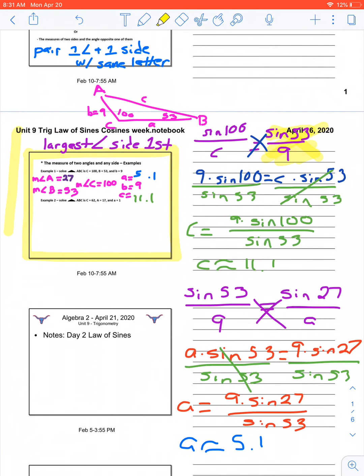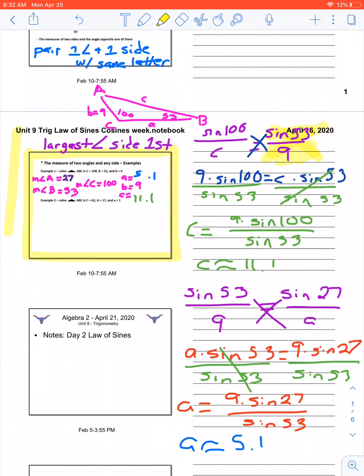We labeled what we have. What are we looking for? Again, I always suggest to find the largest angle and or largest side first. That helps to get you out of the ambiguous case, so you're not going to be in this spiral of finding all these triangles that possibly could exist.